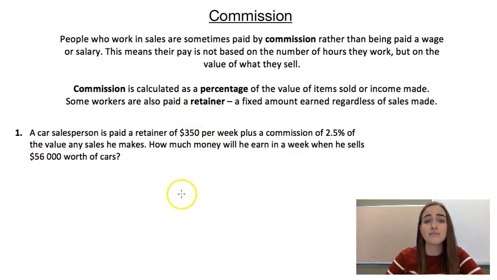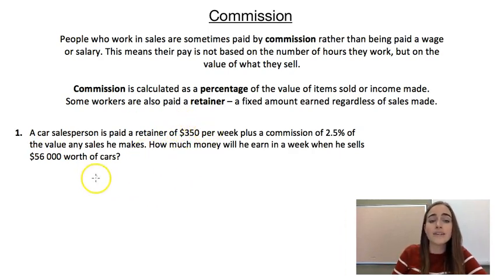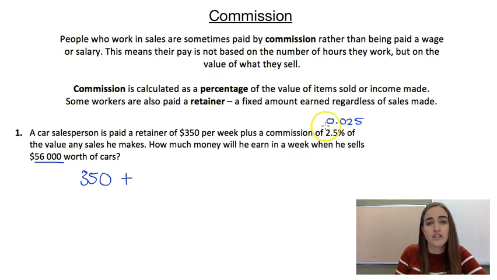worth of cars. The first thing we know is that he's always going to get this $350. So even if he doesn't sell anything, he's getting that. But in addition to that, he's also going to get 2.5% of the sales that he makes, which was our $56,000. So that 2.5%, if we write that as a decimal, is 0.025. That's taking our 2.5 and dividing it by 100. So we're going to have our 0.025 times our 56,000 to find 2.5% of the sales.